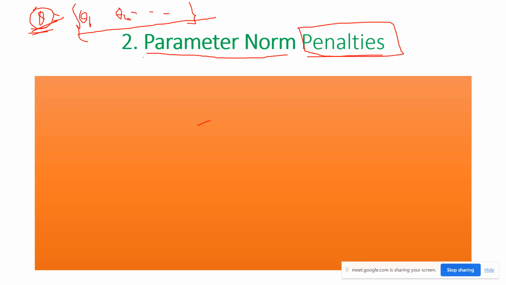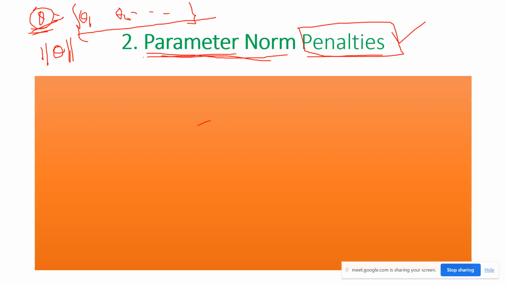So what type of constraint are we applying? This is nothing but a penalty. We are applying a penalty on the parameter norm. This is not a normal parameter, so we are going to consider a norm penalty. Using this, we can control our model. For that, we are using penalties, parameter norm penalties.